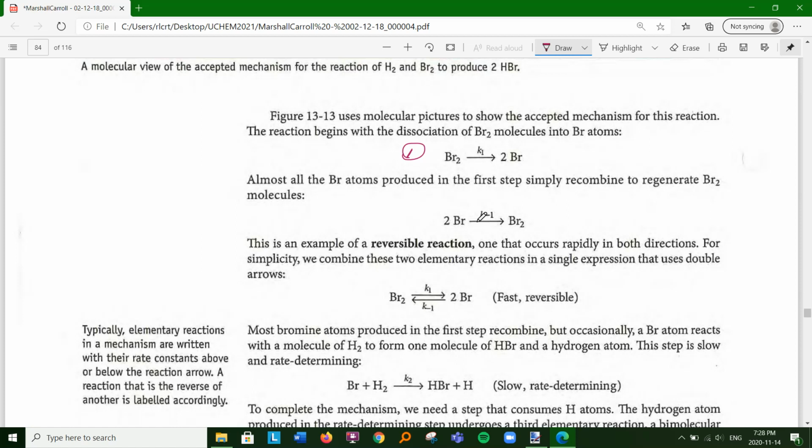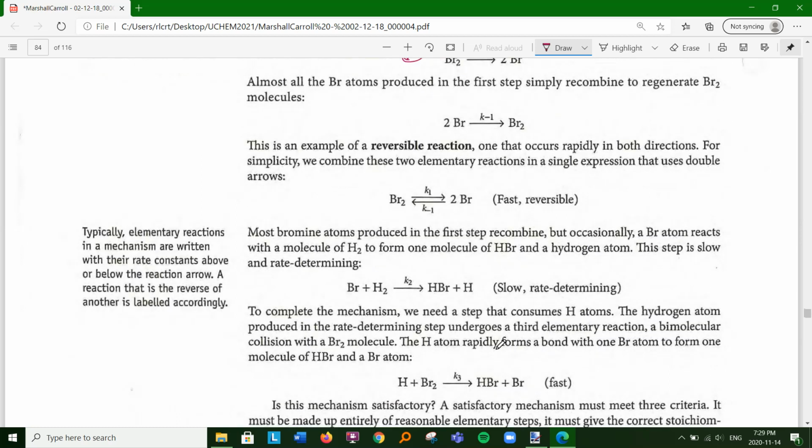So this reversible reaction occurs rapidly in both directions. We can combine them into a simple expression. Br2 goes to 2Br. So we've got k1 going to the right and k -1 going back over. So this is a fast reversible process. Occasionally, a bromine atom reacts with a molecule of hydrogen to form one molecule of HBr and a hydrogen atom. Now this step takes a bit more time, because you're going to be forming an activated complex and then breaking a hydrogen bond and forming an HBr bond. So that is our second step if we've combined k1 and k -1 into the first step. And that turns out to be the slow rate determining step.